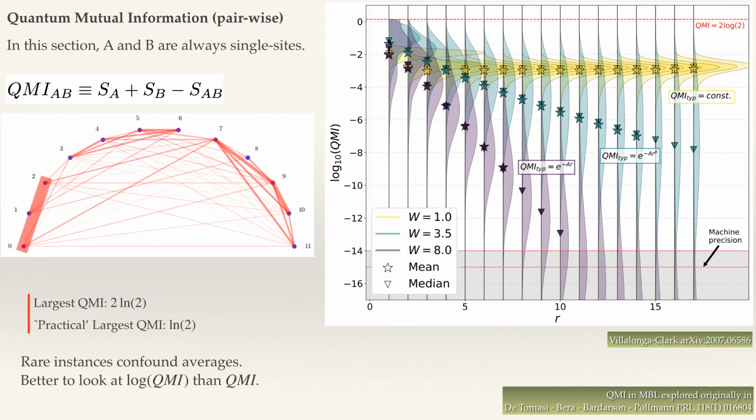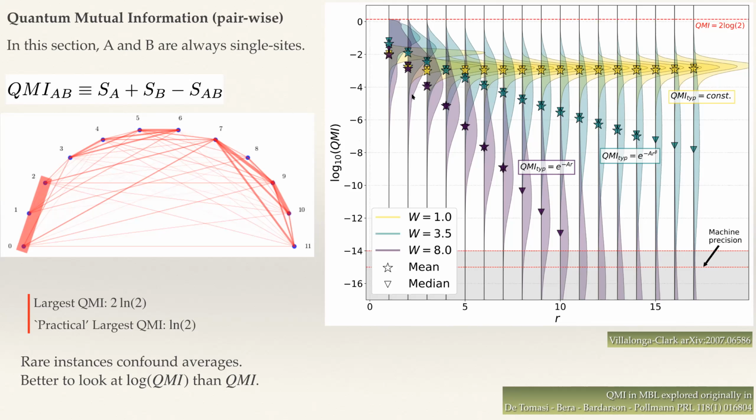In the MBL phase, this purple here, the quantum mutual information is doing two things. One, it's decaying quickly. This is log QMI. And in addition to decaying quickly, it is spreading out. It's becoming more spread out. And the green region is the transition region, and that's the region that we'll care about in particular.